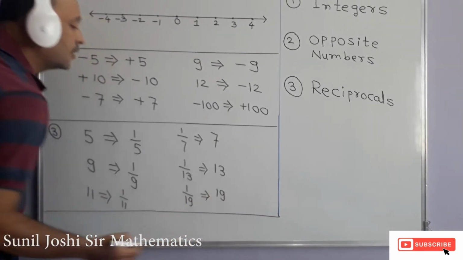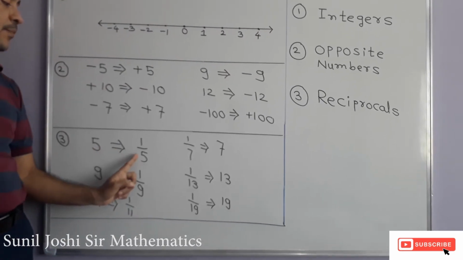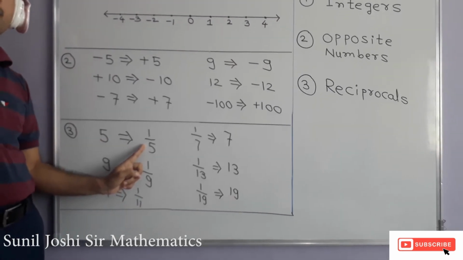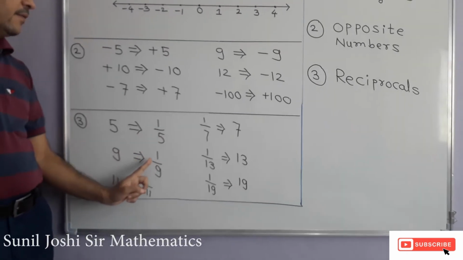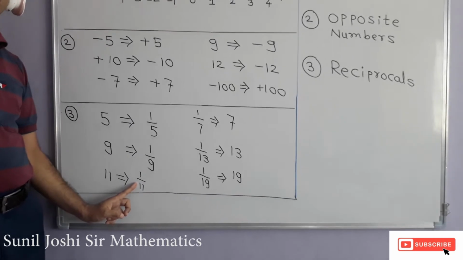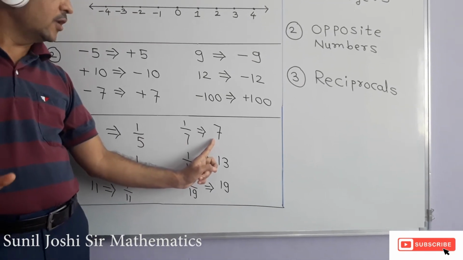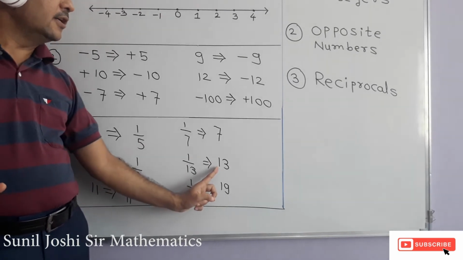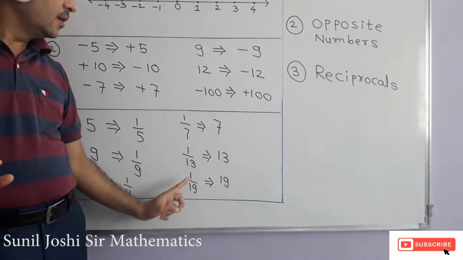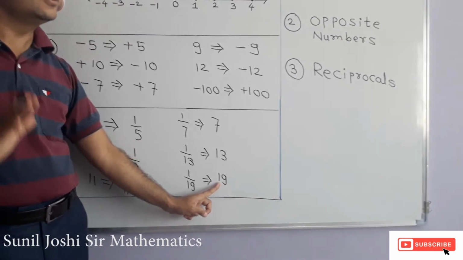So what do you think about the reciprocal? If you take the product of 5 and 1 upon 5, you will get the answer 1. 9 multiplied by 1 upon 9 is 1. 11 multiplied by 1 upon 11, the answer is 1. 1 upon 7 multiplied by 7, the answer is 1. 1 upon 13 and 13, the product is 1. 1 upon 19 into 19 is 1. So this is the concept of reciprocal.